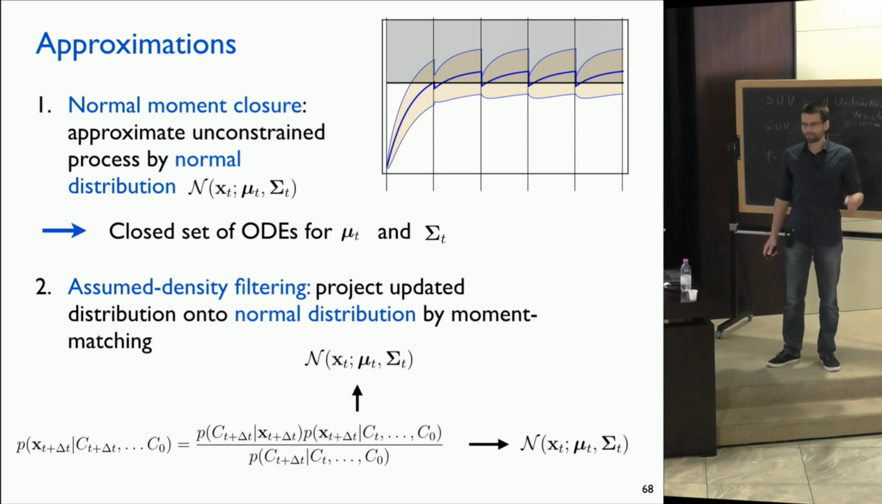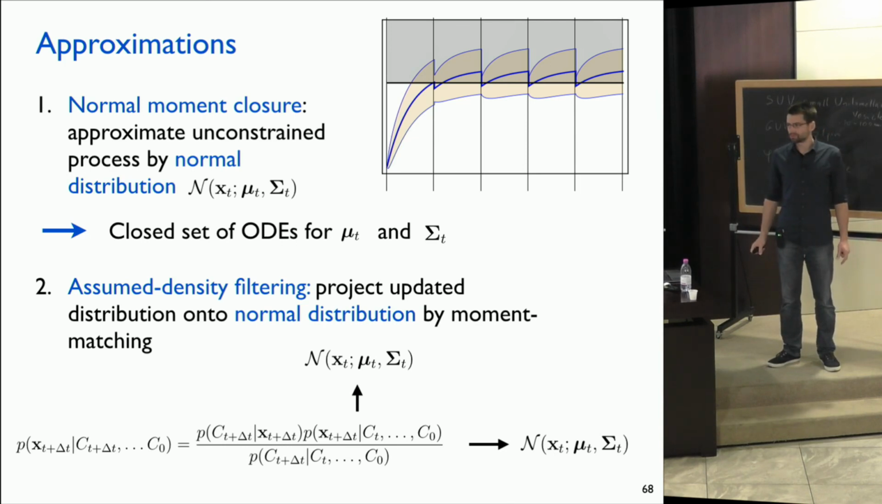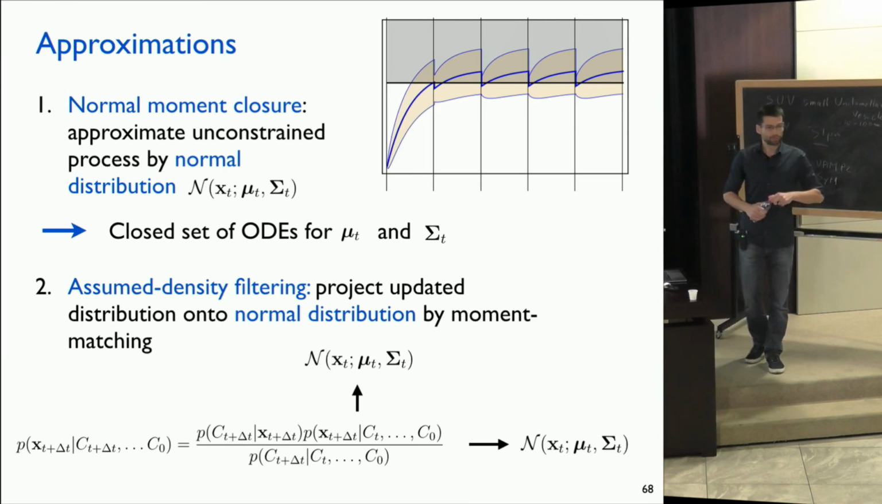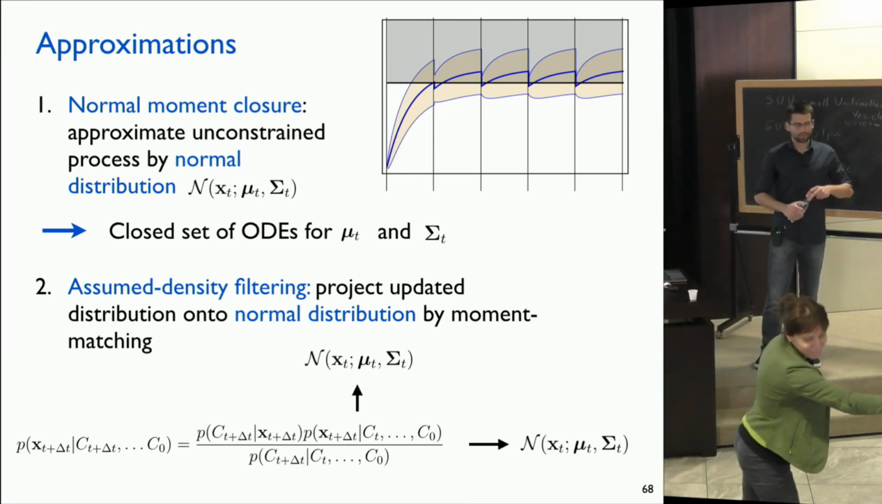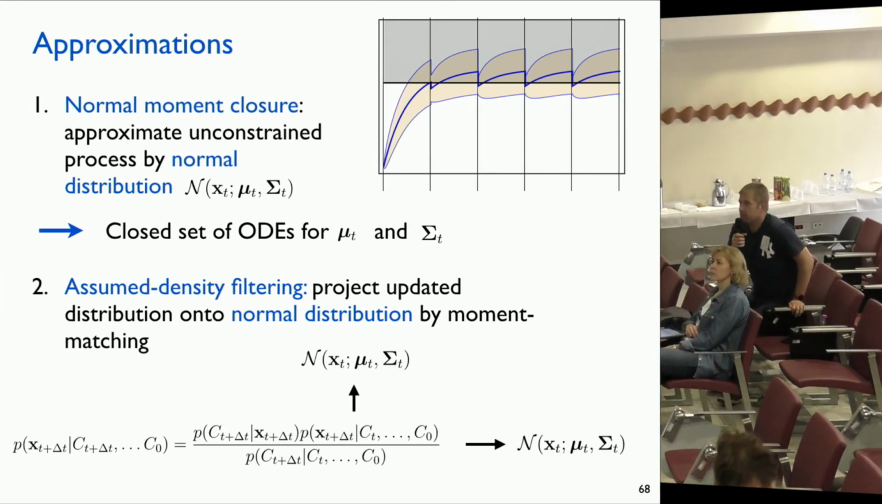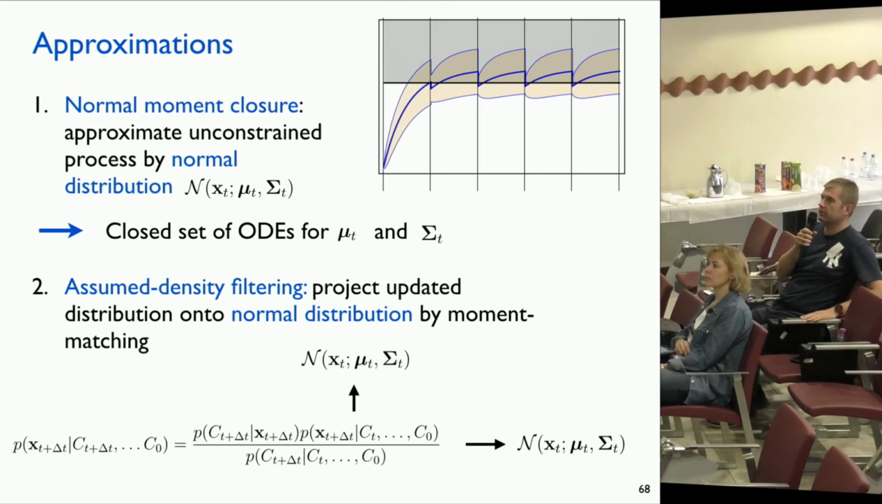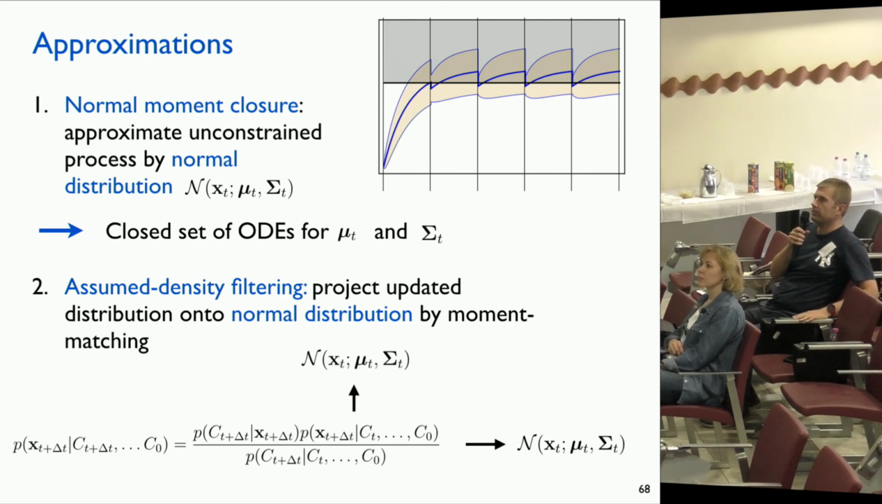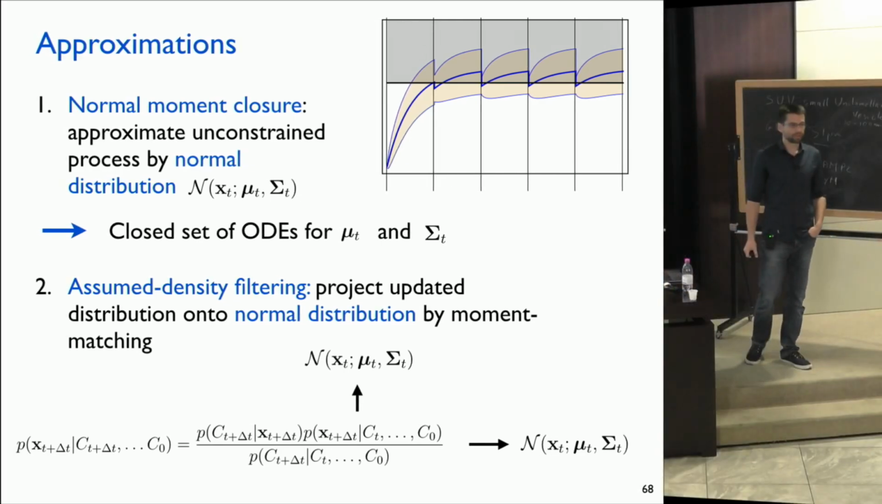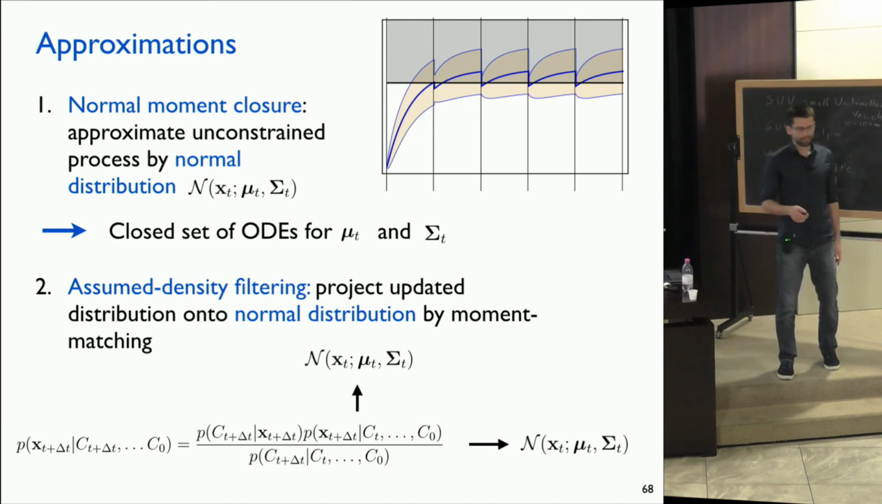Yeah, question? So I imagine that the normal approximation of the path will be even better when the time step is small. For small time steps, it's better. Yeah, definitely. But that's a good point.